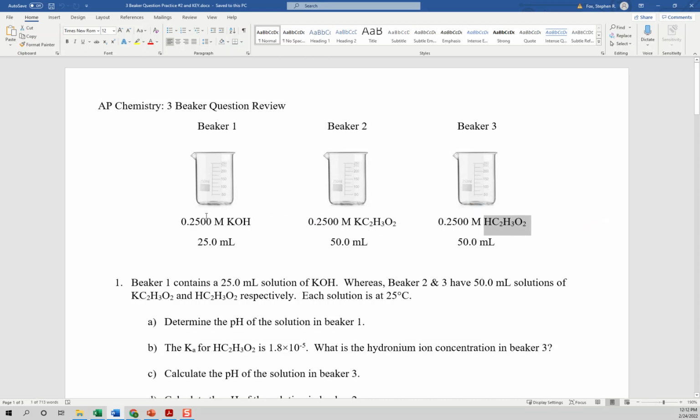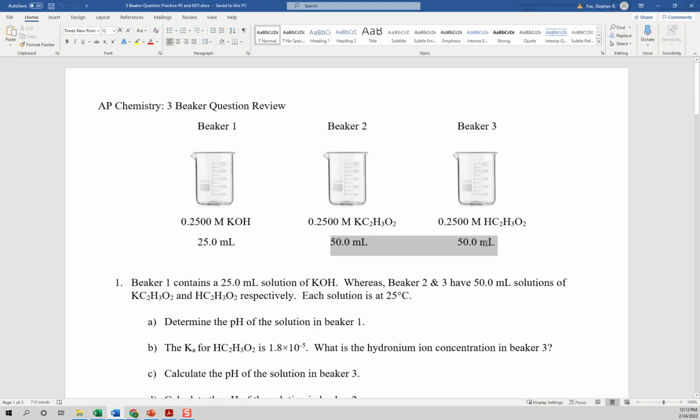So we kind of want to, like, what do we know? What can we understand? What can we calculate? Just looking at each solution and knowing what's really going on in each solution. Okay. Another thing to look for right off the bat are the amounts. So notice all the solutions have the same molarity. So the molarity of acetic acid is the same as the molarity of potassium acetate, and it's the same molarity of potassium hydroxide. The other thing to note here is notice they have different volumes.